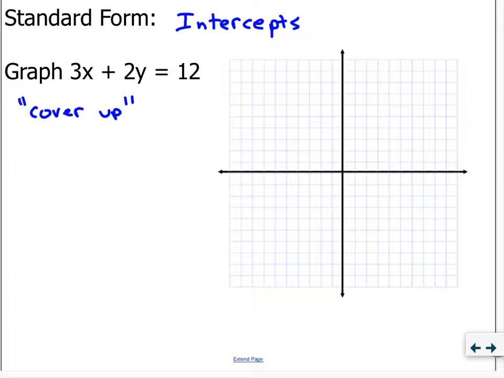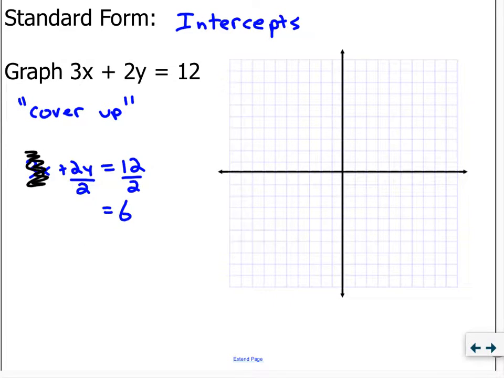So I'm going to cover up one part of my equation. So my equation, 3x plus 2y equals 12. I'm going to cover up, so you take your hand and you cover up the 3x part. Now, while you're covering that up, you solve this next part of the equation. So I'm going to divide both sides by 2, and I'm going to get y equals 6.